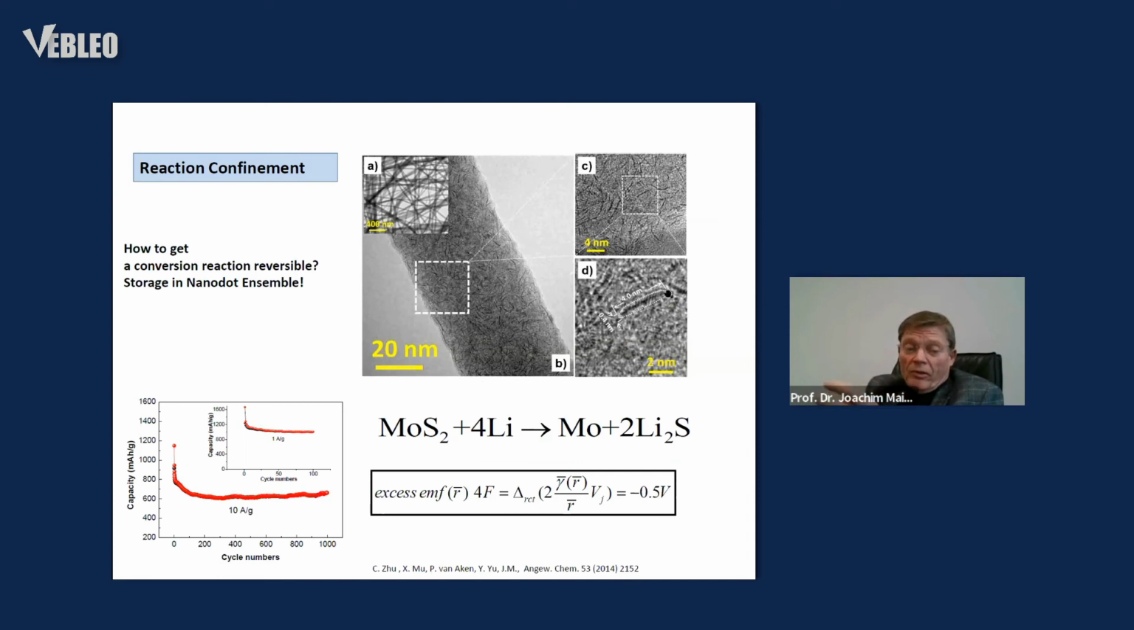So it's really small. So when you then make this decomposition in the conversion reaction to lithium sulfide and molybdenum, everything is confined on the scale of 1 nanometer. So it's not hard to believe that this can be reversed. And you see the capacity as a function of cycling is just wonderful. It's like a normal insertion battery, even for a high current. By the way, it also works for sodium.